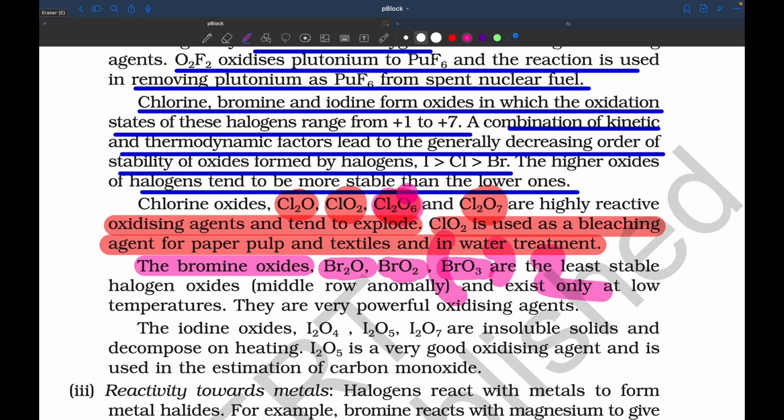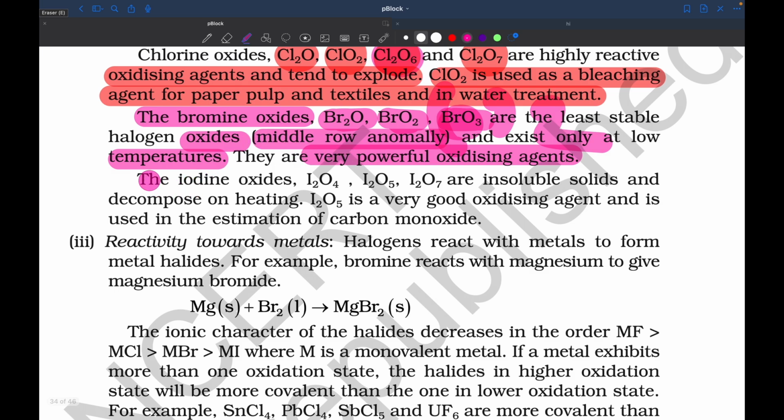The meaning is Cl2O6 is in dimeric state, whereas BrO3 is in monomeric state. These are the least stable halogen oxides, a middle row anomaly, and exist only at low temperatures. They are very powerful oxidizing agents.